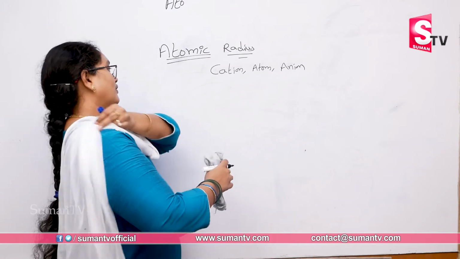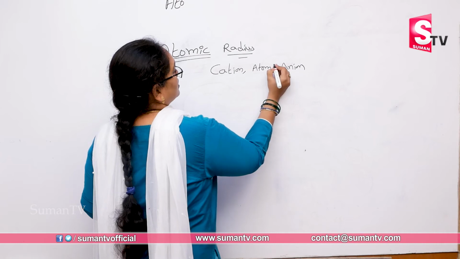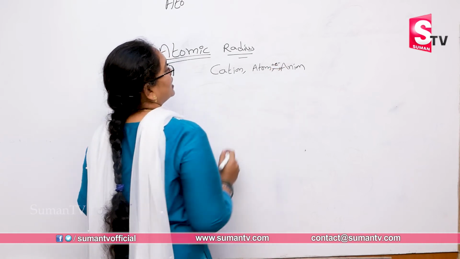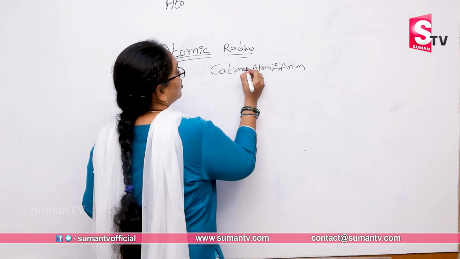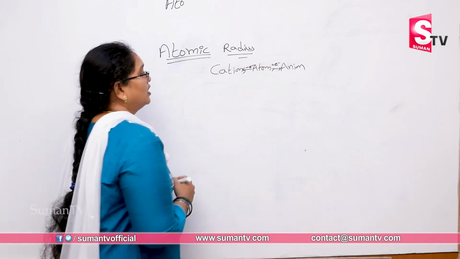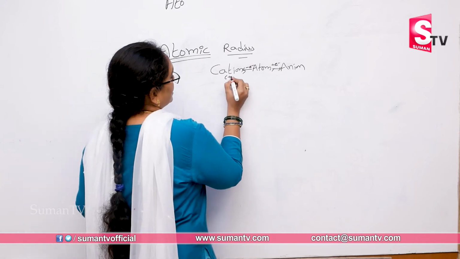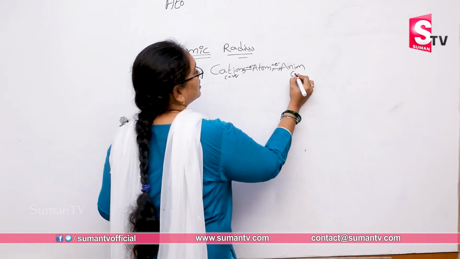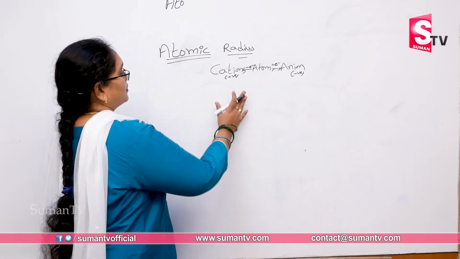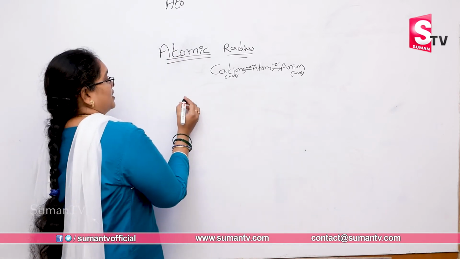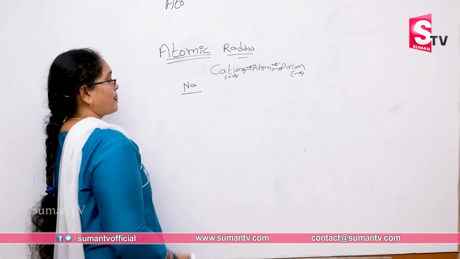So we know that when an atom gains an electron, it converts to an anion, that is, a negative charge. When an atom loses an electron, it changes to the positively charged cation. First, let us come to cation formation. An example is the sodium metal.